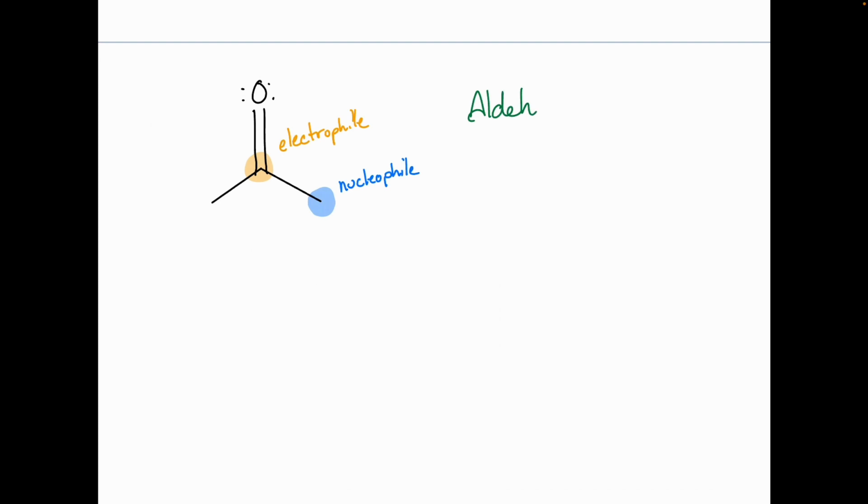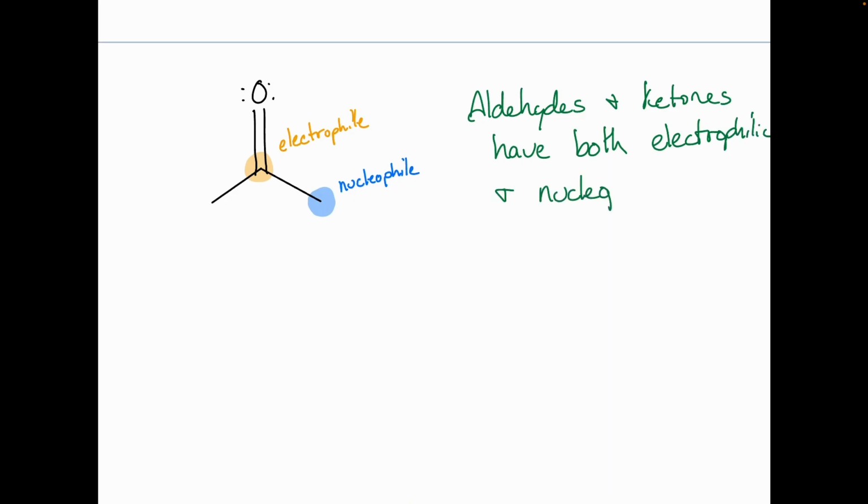So aldehydes and ketones have both electrophilic and nucleophilic sites.